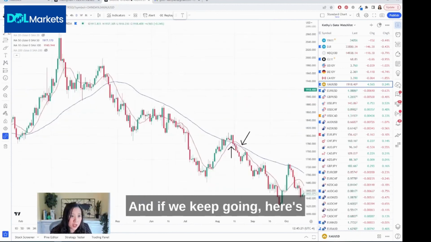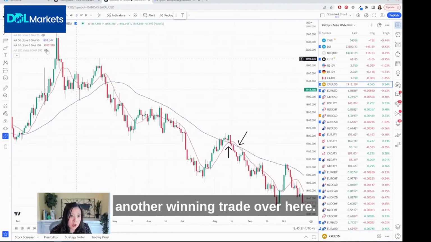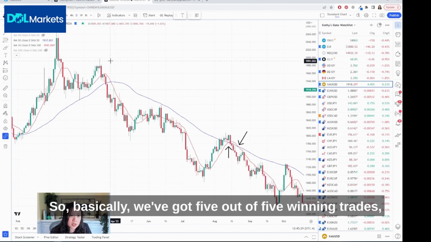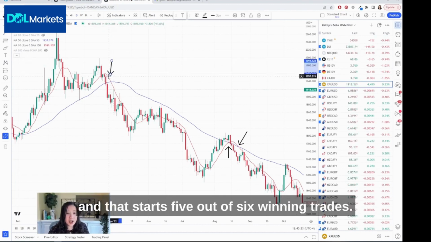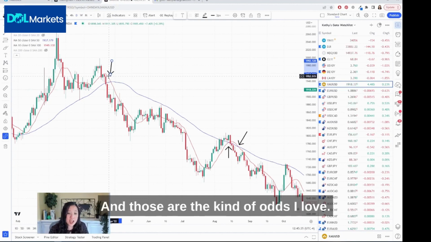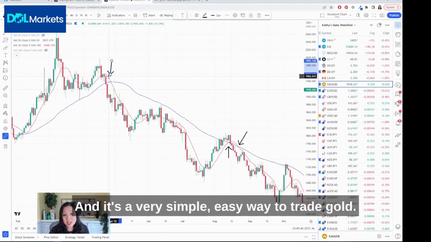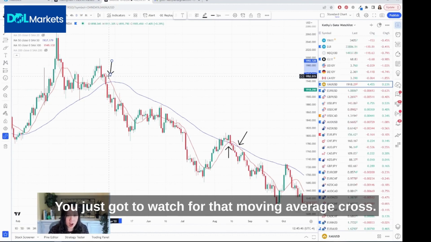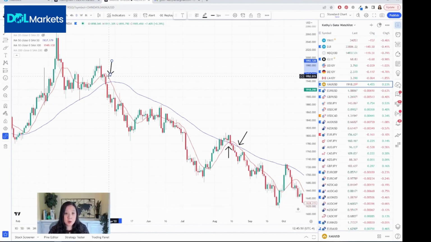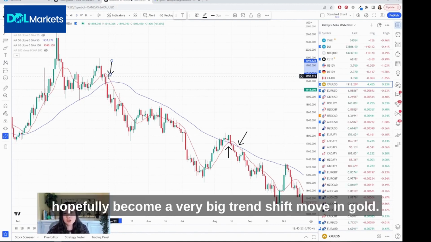And if we keep going, here's another winning trade over here. So basically, we've got 5 out of 6 winning trades. And those are the kind of odds I love. And on the setup, we've got 5 out of 6 winning trades, and it's a very simple, easy way to trade gold. You just got to watch for that moving average cross. When you see it happen, you can capture what will hopefully become a very big trend shift move in gold.